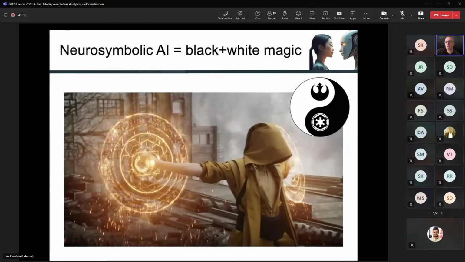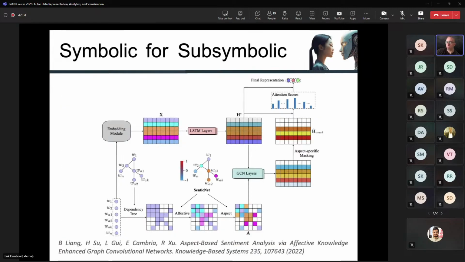So neurosymbolic is about putting these two together. It's about using the strength of statistical models together with knowledge representation. And there's not just one way to do this, of course. I told you with past examples how we do it, and I'm going to give you a few more examples in the next few slides, but it's a more general approach of how you can solve a problem.